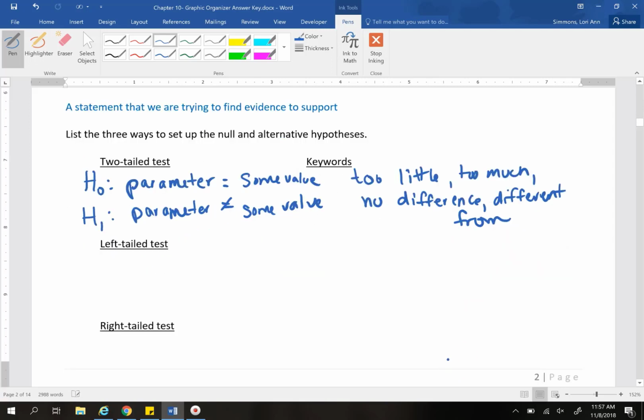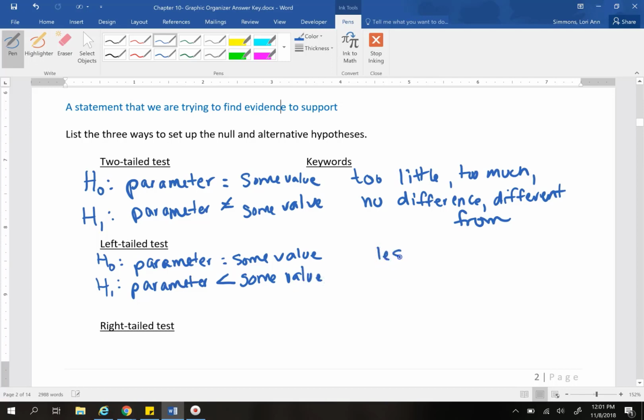A left-tailed test, we have our null hypothesis with our parameter, again equaling some value. And then our alternative hypothesis is our parameter. So parameter is like mu, proportion, standard deviation. It's going to depend on your question. Less than some value. Keywords here are going to be less than, fewer than.